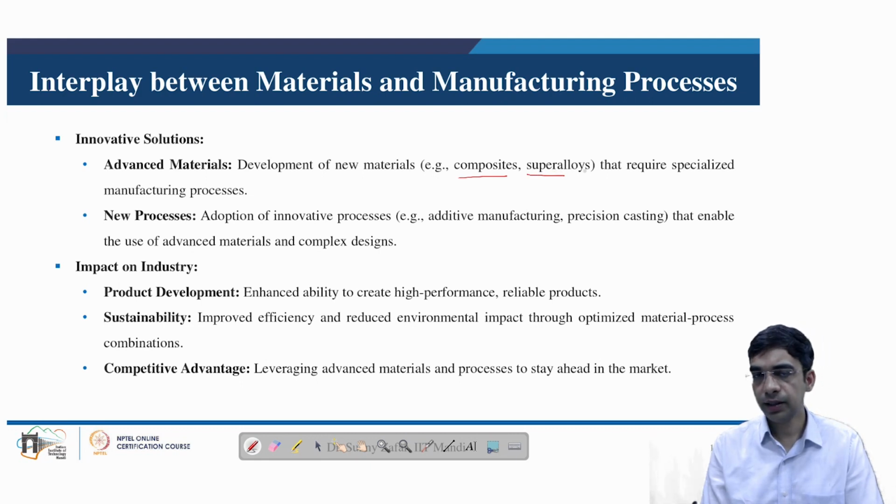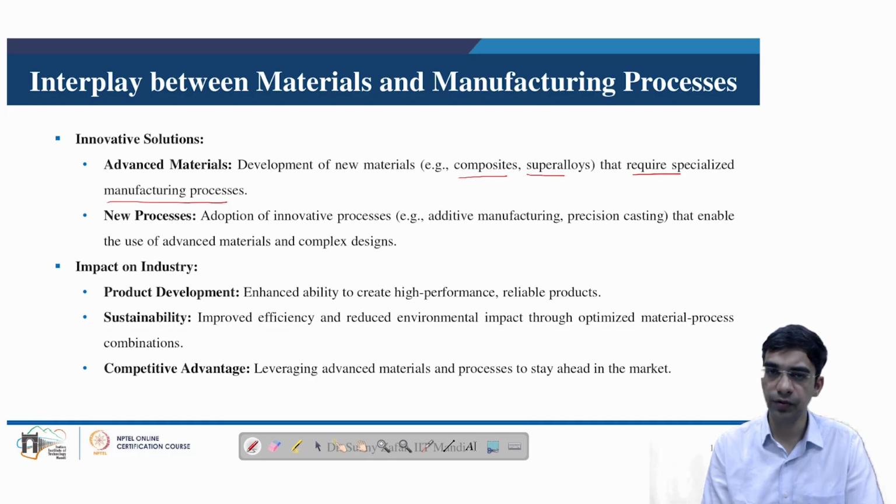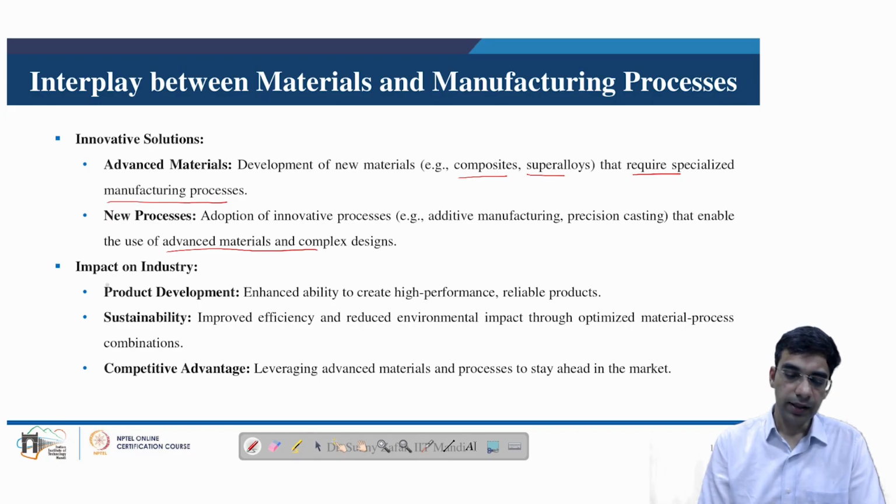Although materials are getting continuously developed, at the same time these materials may require specialized manufacturing processes. So this implies the next point, which is development of new manufacturing processes using innovative processes, for example additive manufacturing or precision casting, which enable the use of such advanced materials in complex designs. Material development may not be sufficient. In parallel to material development, the manufacturing processes also need continuous innovation to manage the new materials in complex shaped products.